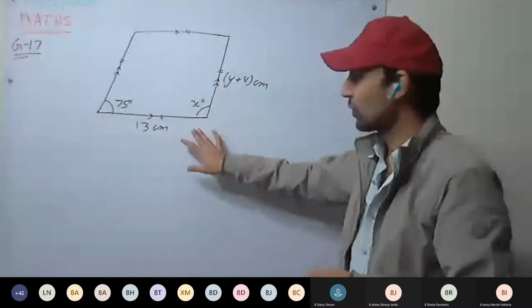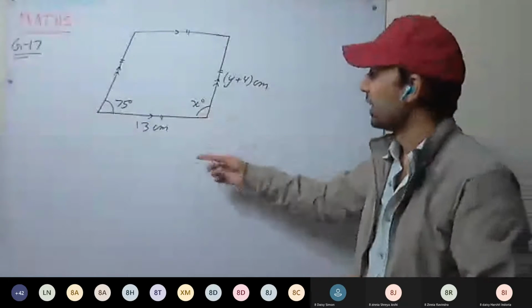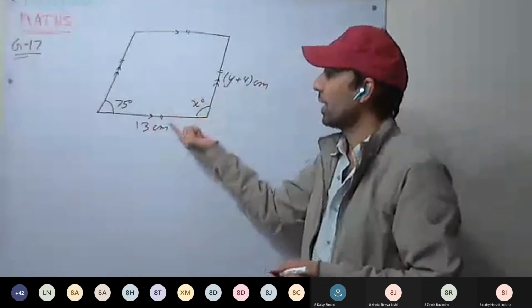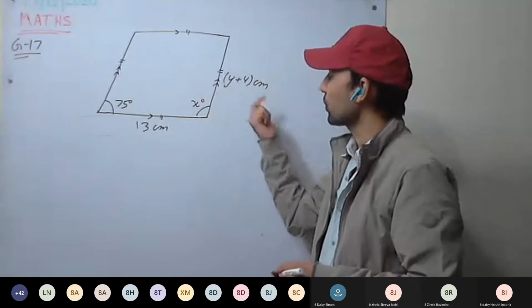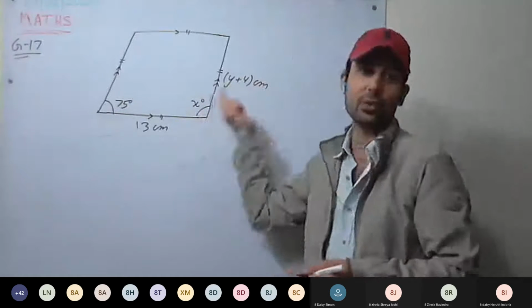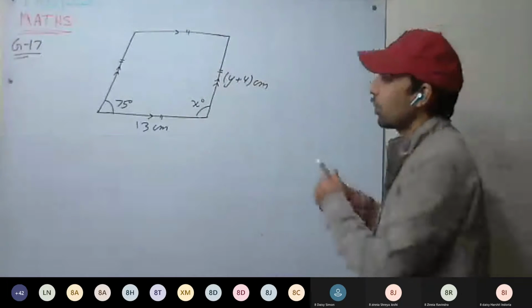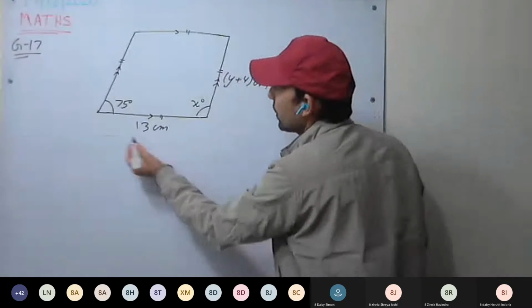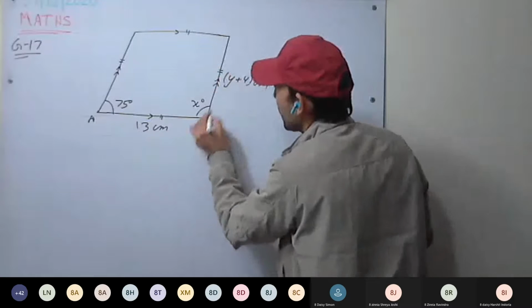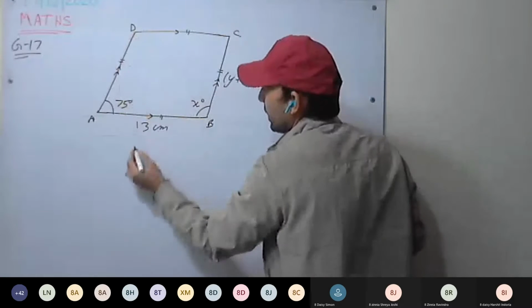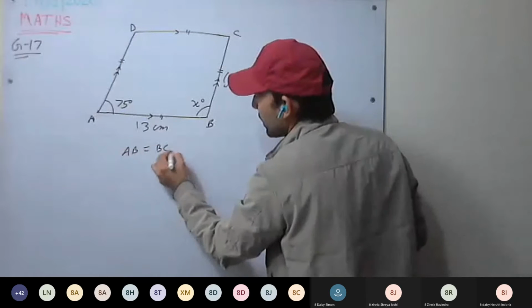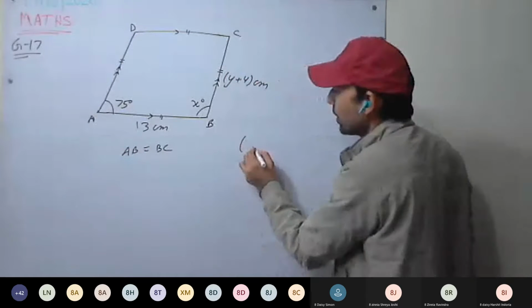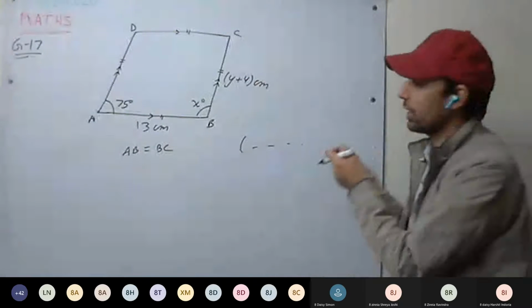Okay, so this is the figure. This is the rhombus given. And what we have to calculate? Value of y and x. So first, what should we calculate? First, let's go for the side. In rhombus, sides are equal. Therefore, you can name them as A, B, C, D. So AB equal to BC. Reason: all sides of rhombus are equal.